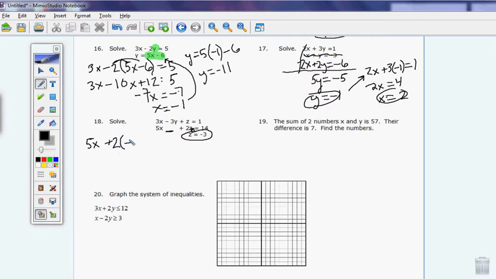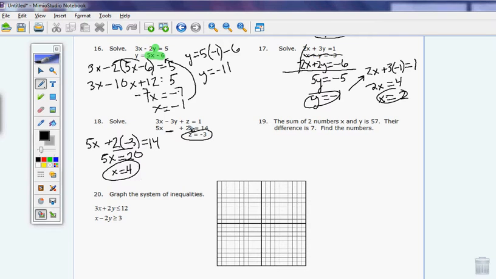Well, I know z is negative 3, so I'm going to go backwards through this. And that equals 14. All right, well, that would be 5x. This is really a negative 6, so I'm going to add that to both sides, and I'll get 20. And I'm going to get an x value of 4.